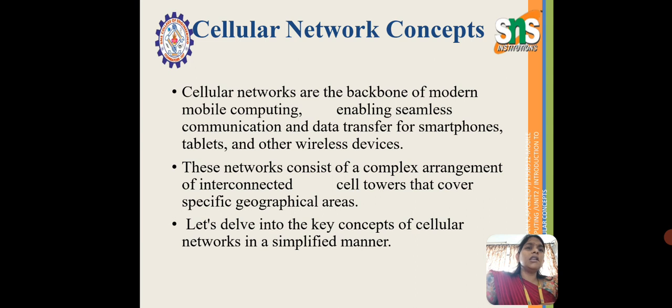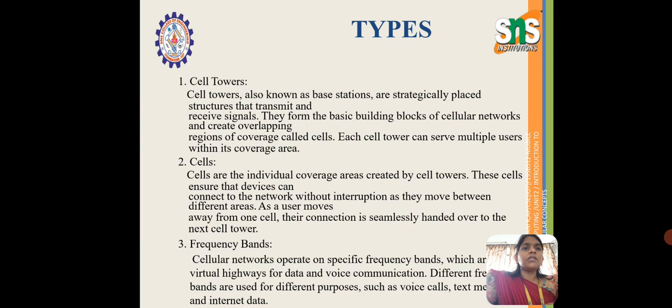The first thing is the cell. The cell is the basic unit of a cellular network. It is a geographical area covered by a base station, which is your cell tower. Each cell is designed to handle a specific number of simultaneous calls and data connections. Next is your cell tower, that is your base station. Each cell is served by a base station that communicates with the mobile devices and connects them to the network.